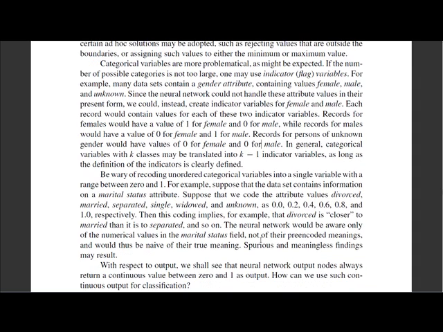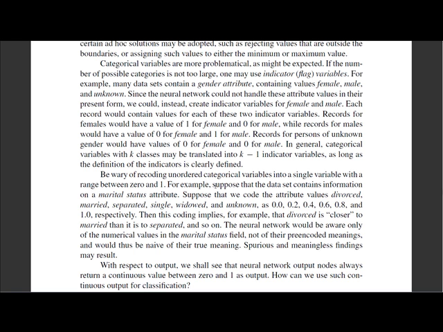Be wary of recoding unordered categorical variables into a single variable with a range between 0 and 1. So, like you might say race, or let's see, they have marital status. For example, suppose that the data set contains information on marital status. Now this is not the way we did it in that last picture, but suppose that we code the attribute values divorced, married.